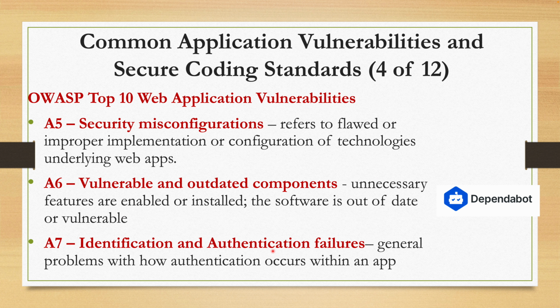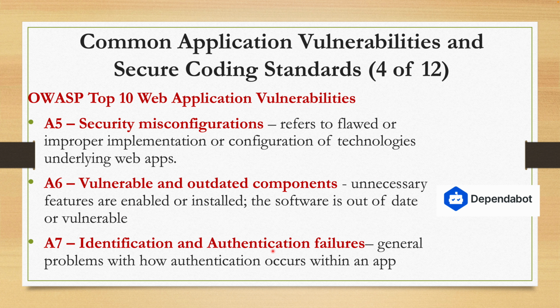Now, for the last one, A10, server-side request forgery, SSRF. These vulnerabilities occur when an application fetches remote resources without proper validation, allowing attackers to make unauthorized requests. This can lead to sensitive data leakage or interaction with internal services.